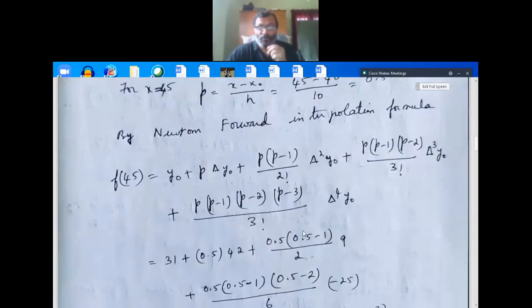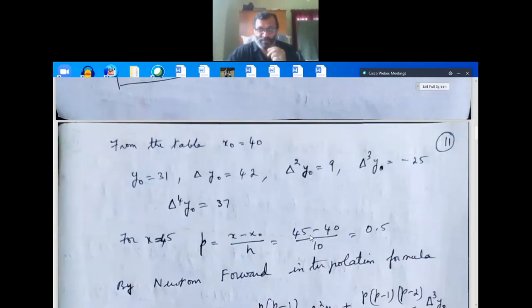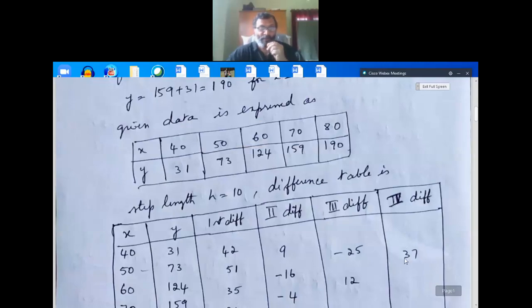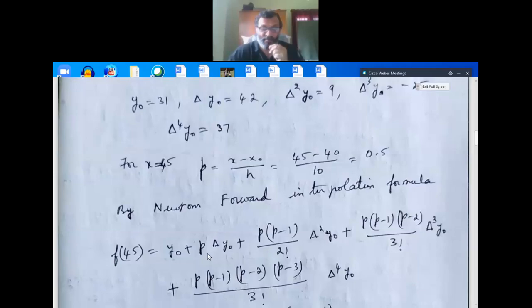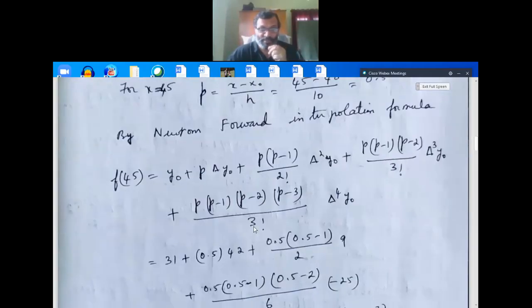Because the del power 4 is there, the fourth difference is there, we have to go for the fourth also. P into p minus 1 into p minus 2 into p minus 3 divided by, this should have been 4 factorial, please correct it. This is not 3 factorial, it is 4 factorial, del 4 of y naught. Then we substitute all the values.